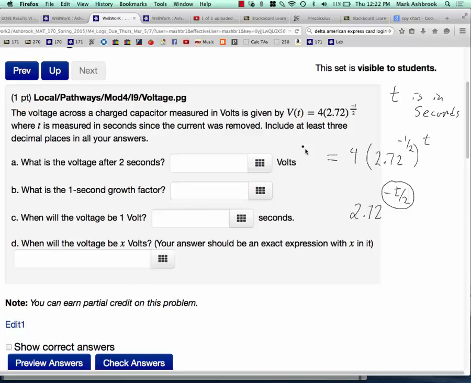And this is just a different way of writing V of t. To figure out what that growth factor is, you're saying what raised to just the plain old t would be the 1 second growth factor, because what's in that parentheses has to agree with the units of that. This is also the same as 1 over the square root of 2.72. So 1/2 is square root, negative exponent means denominator.